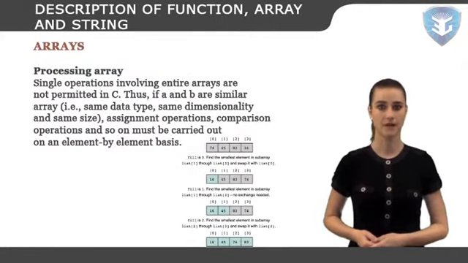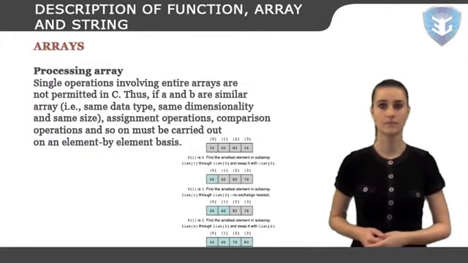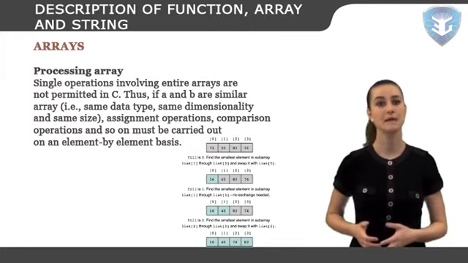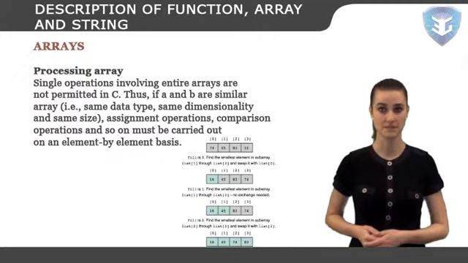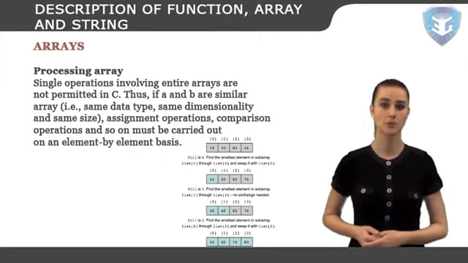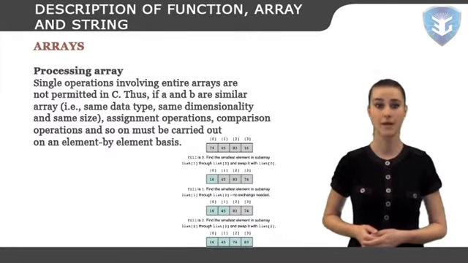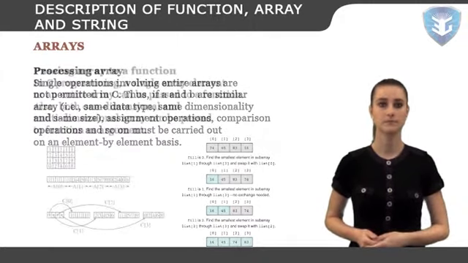Processing arrays. Single operations involving entire arrays are not permitted in C. Thus, if A and B are similar arrays, for example, same data type, same dimensionality, and same size, assignment operations, comparison operations, and so on must be carried out on an element-by-element basis. This is usually accomplished within a loop, where each pass through the loop is used to process one array element. The number of passes through the loop will therefore equal the number of array elements to be processed.